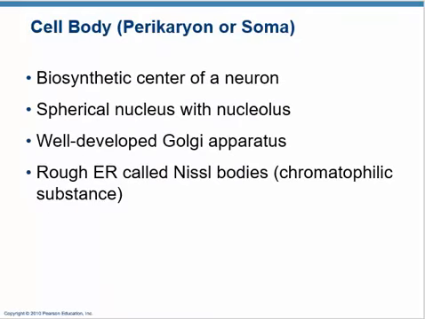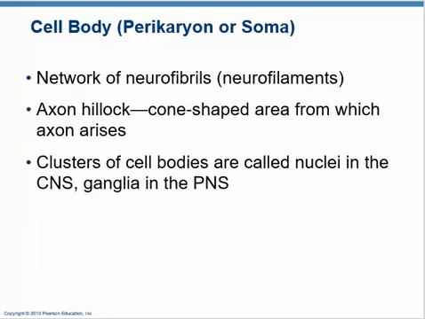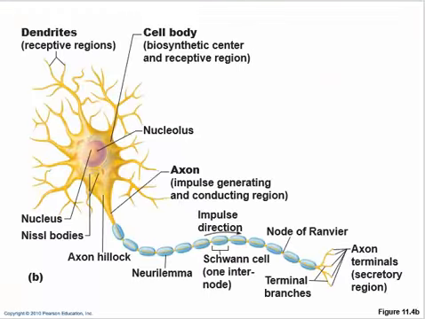So the cell body is where the nucleus is, where most of the organelles are. There is this rough endoplasmic reticulum that is involved with making neurotransmitters. It's called the Nissl bodies. It's very dark staining. Let's just leave it at that. There's an area called the hillock, but we're not going to worry about that. But it basically looks like this.